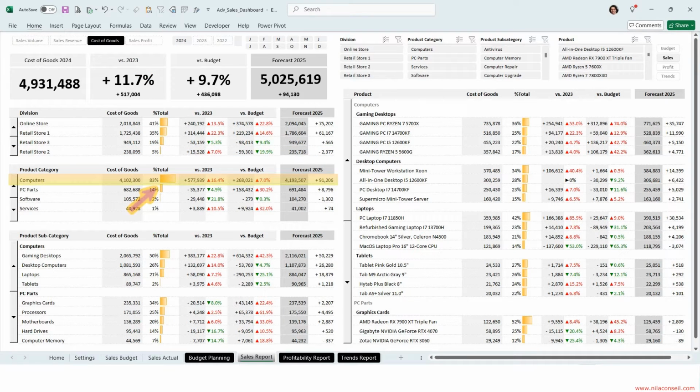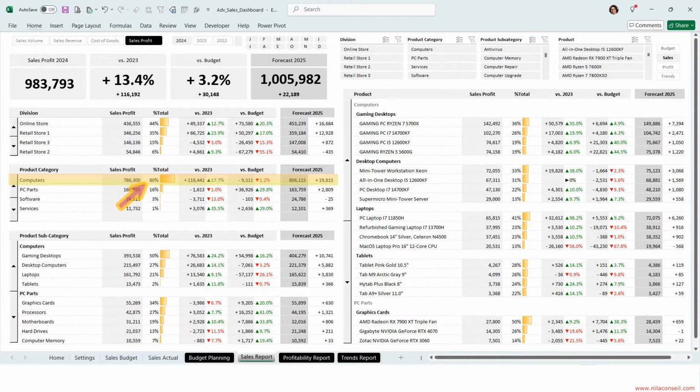The cost of computers represents more than 80% of the total cost of goods sold. They increased by nearly $578,000 this year, they were 7% greater than budget. Costs of software decreased by 21%, they were 0.3% lower than budget. 2025 cost of goods forecast shows that software costs will continue to decrease.